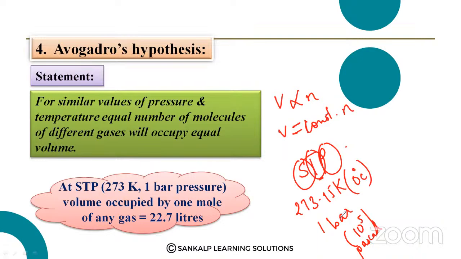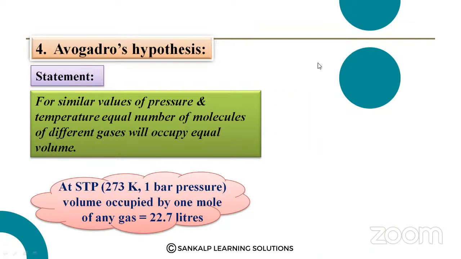So 1 mole of each gas at STP will have the same value of standard temperature and pressure. This is Avogadro's hypothesis. It states that at constant pressure and temperature, equal numbers of molecules of different gases will occupy equal volume. So volume is directly proportional to the amount of gas.